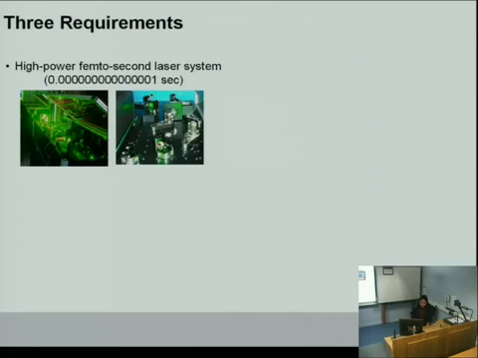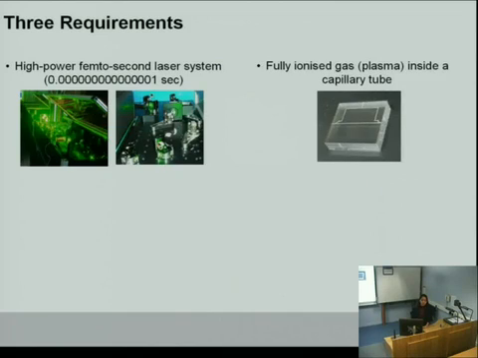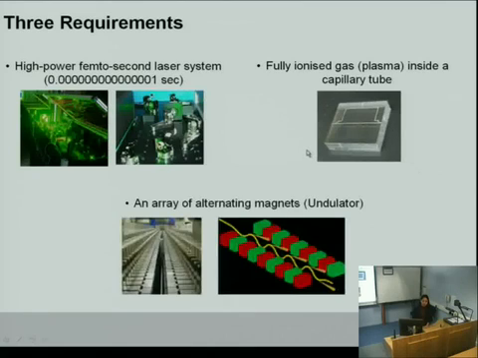And then the next requirement is a fully ionized gas, which we call plasma. And it's really nice to put it into a capillary tube. To give you an idea, this capillary tube has a length of a few centimeters and is a few millimeters wide. And the next requirement is to have an undulator, which is simply an array of alternating magnets.